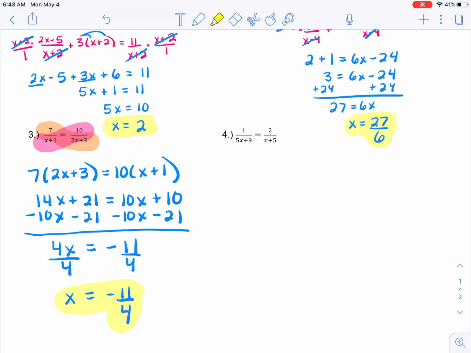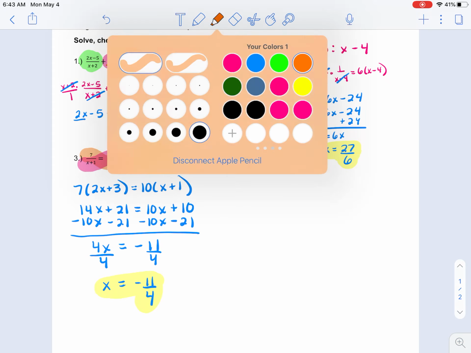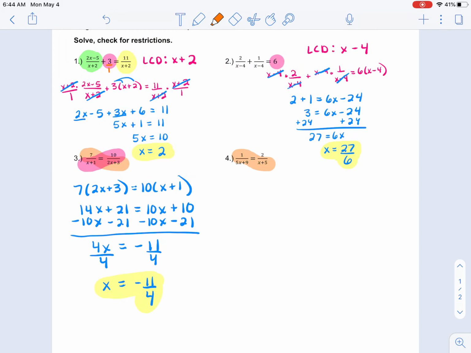Okay, so these are called proportions. So when you're solving a rational equation, you have to decide, do I have to clear the fractions, or do I just need to cross multiply? All right, and so then this last one, notice that we can cross multiply again because we have a single fraction equal to a single fraction.